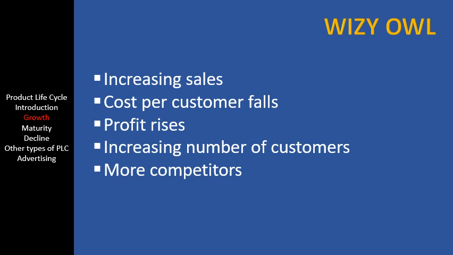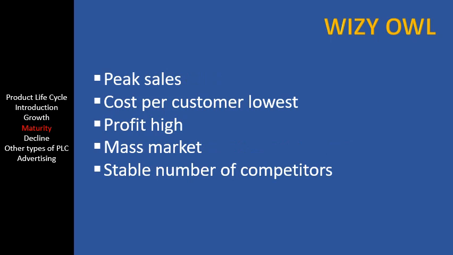In the next stage we have the maturity stage. In this stage, generally what happens is the product has become popular in the market, and therefore it has reached a saturation stage. In this saturation stage, although there is no decline in the sales of the product, there is also no more increase. So the product has seen peak sales. Cost per customer is lowest in this stage as the sale is at its peak. Profit is also quite high.